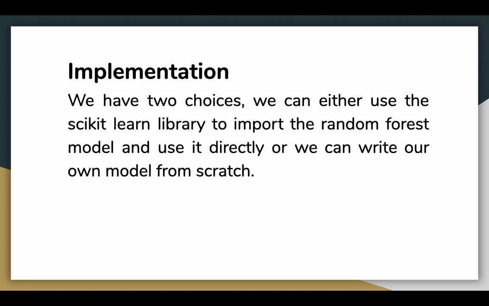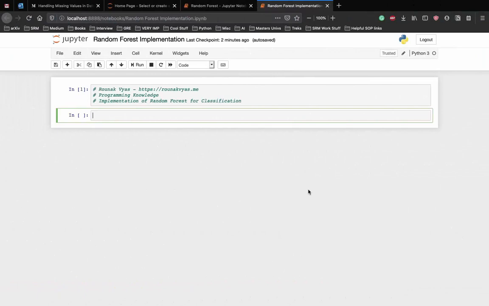Now, how do we implement this? For the implementation, we have two choices. We can either use the Scikit-Learn library to import the random forest model and use it directly, or we can write our own model from scratch. We will implement random forest using Scikit-Learn. Let's start with defining a problem now.